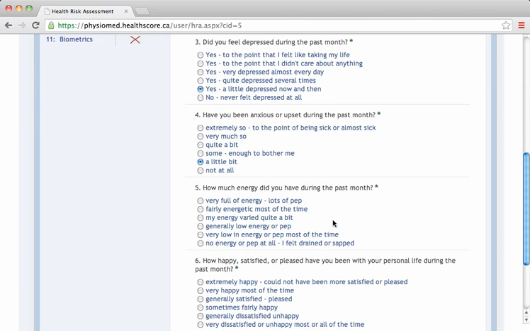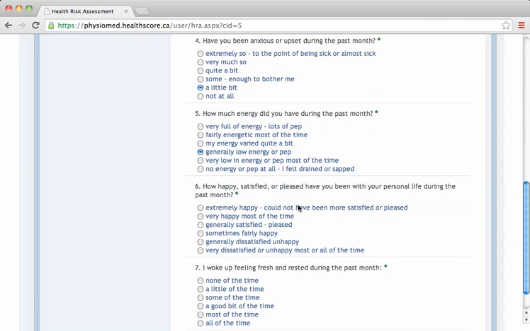How much energy did you have during the past month? Again, great to assess their actual level of energy and being able to differentiate whether it's a fatigue as it relates to a primary cause, anemia, etc., or whether it is related to lifestyle. Energy, very low energy, or generally low energy or pep.